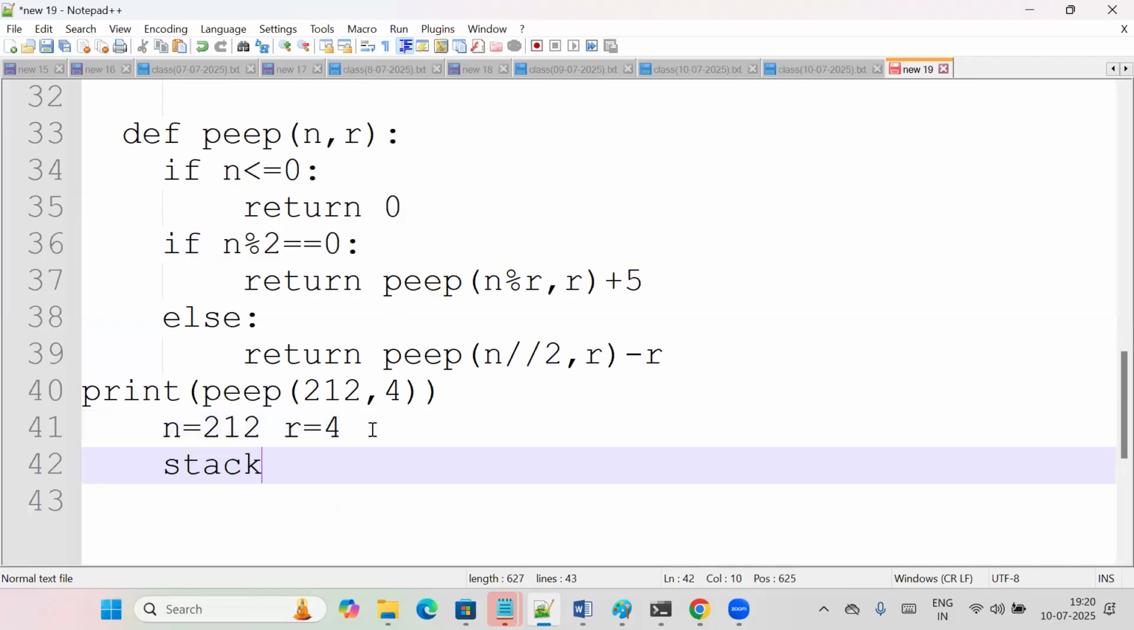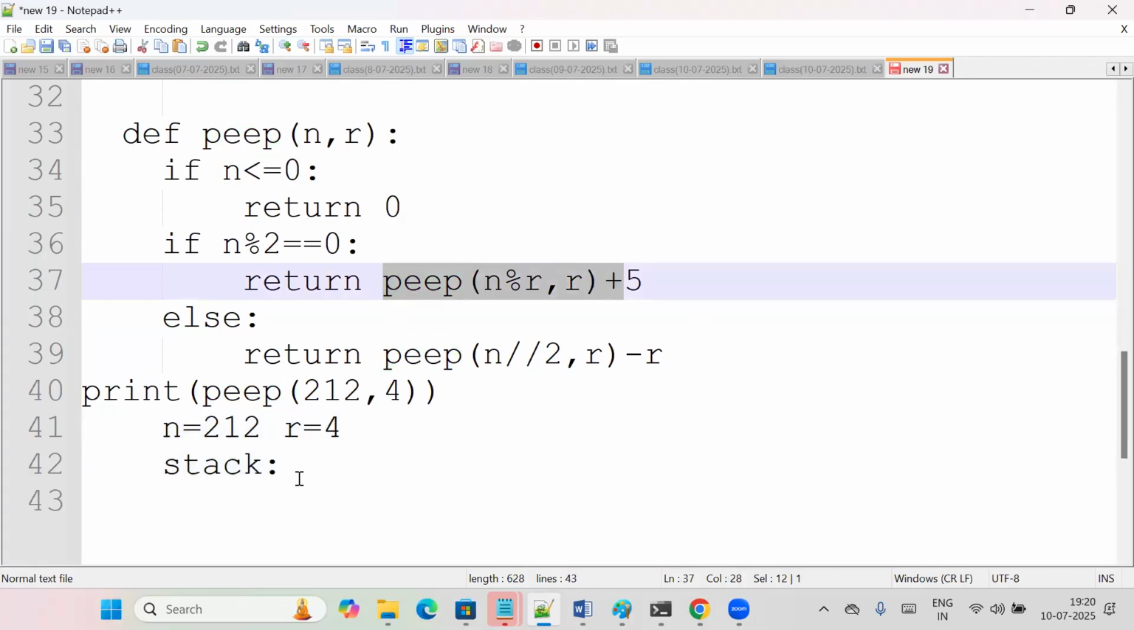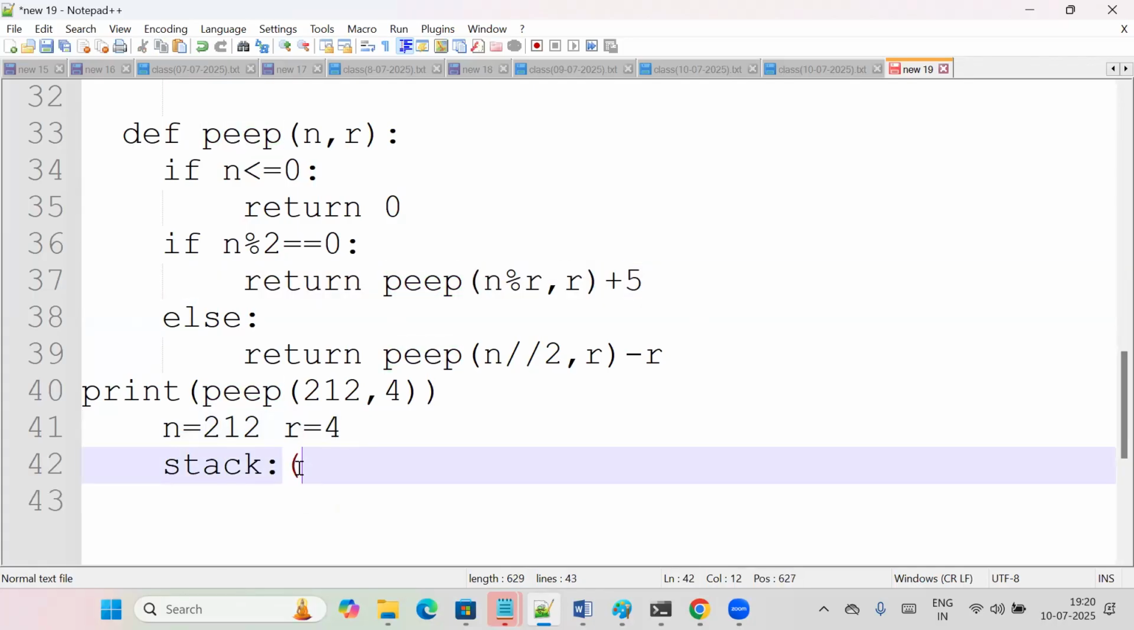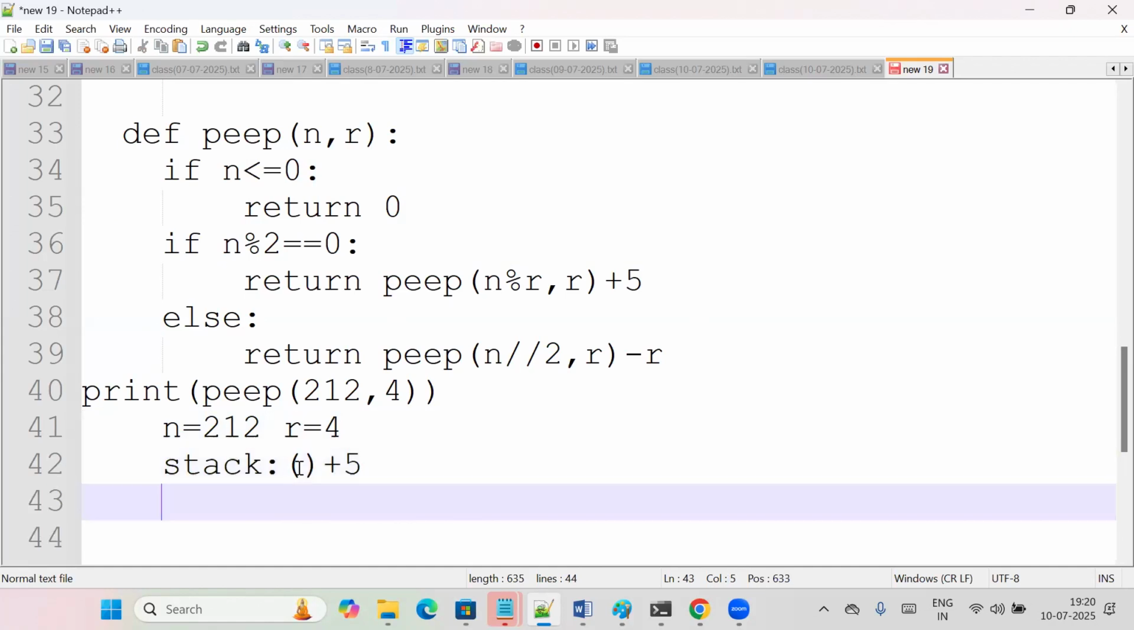Here the stack is getting created. Correct. What are they telling? This is the function call, plus 5 will be getting added. So I will put here a bracket plus 5. Now next time you are passing n mod r. What is n mod r, guys? You are passing here 0. Okay. So what is the status of the stack? Sorry. What will be the value of n now? 0. What is the value of r?